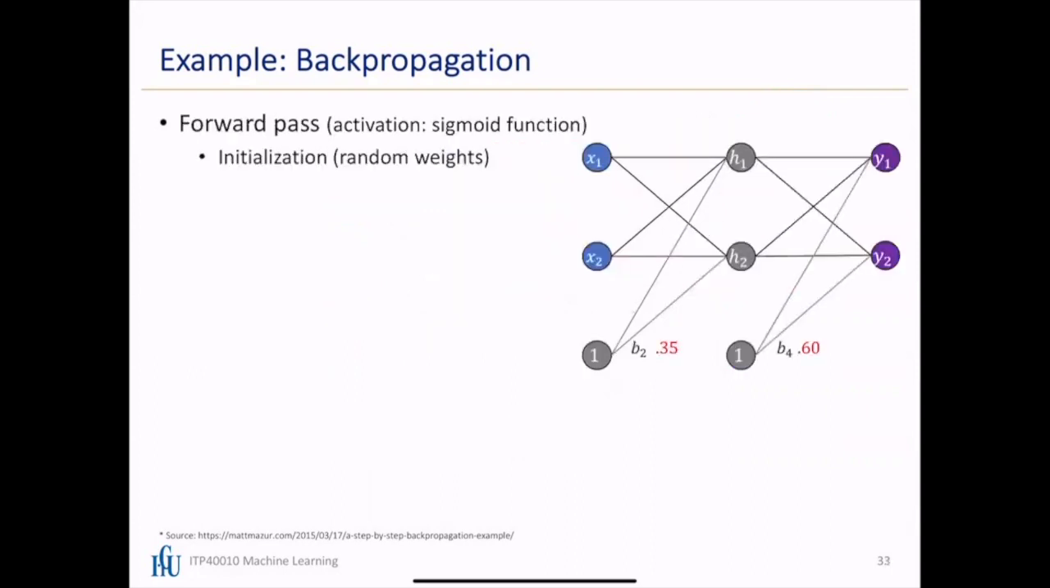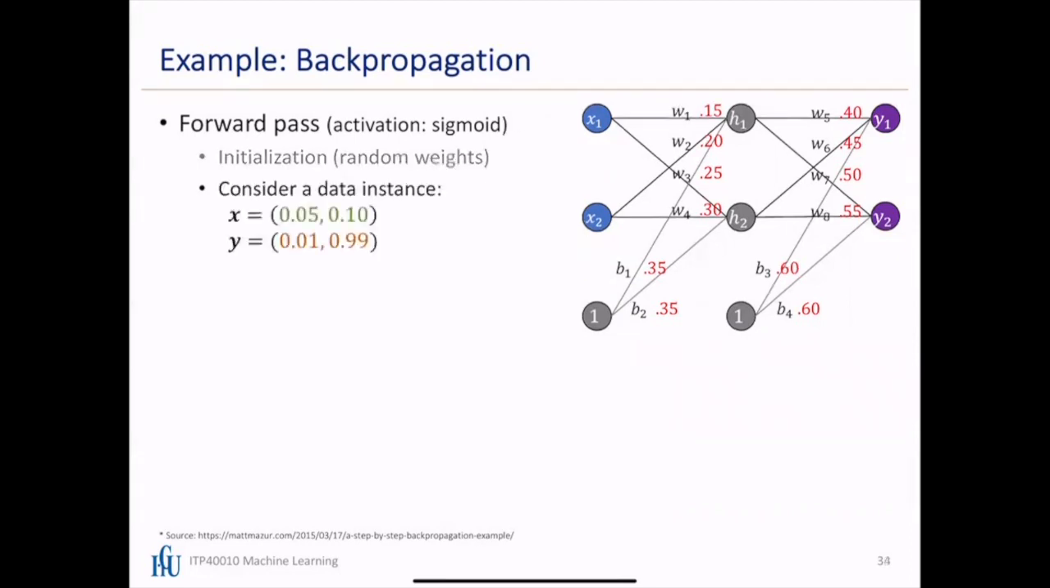And initialization is needed. So we are going to assume the weight values are assigned as on the screen. This is randomly assigned. And we are going to assume there is only one data instance. This instance has two elements for the input, two elements for the output. So the input vector is 0.05 and 0.1, that is the only single instance. And the output vector is 0.01 and 0.99. That's again a single instance paired with the x.